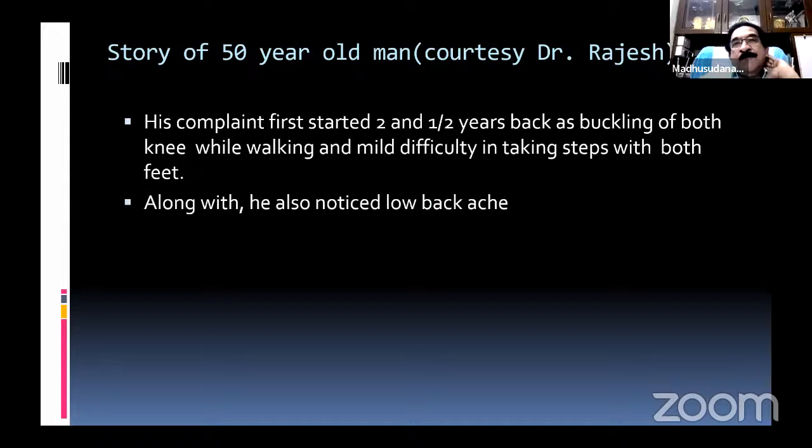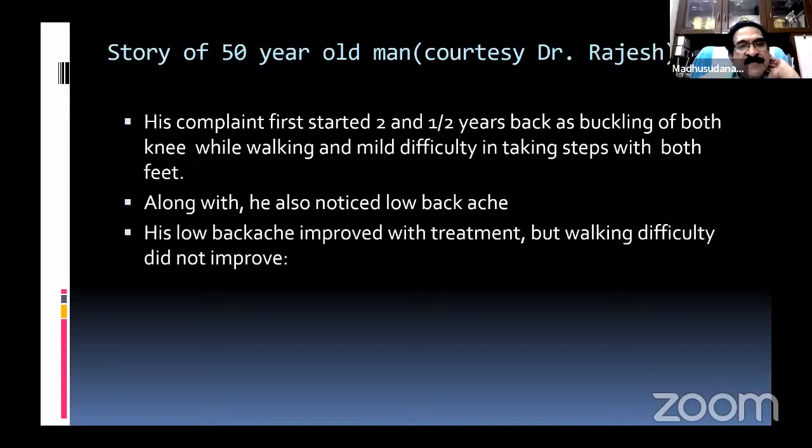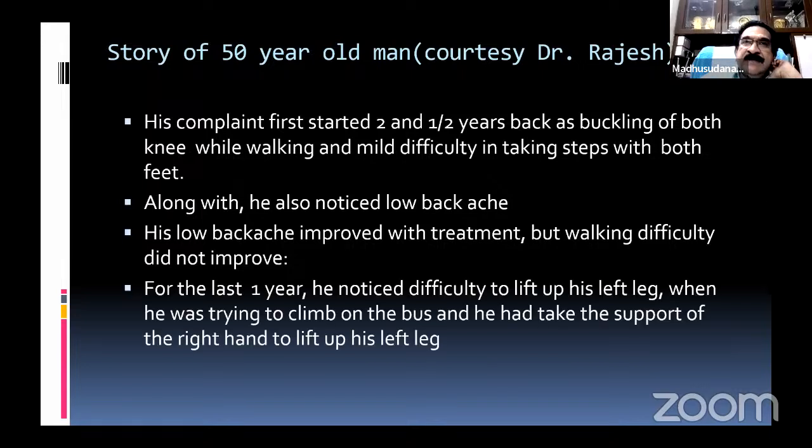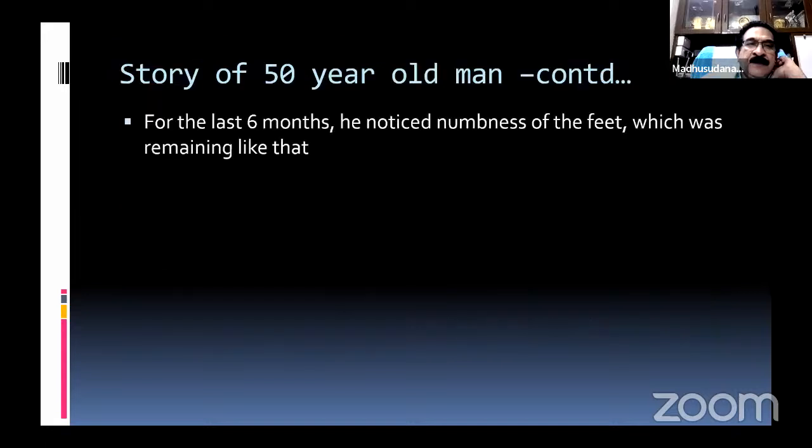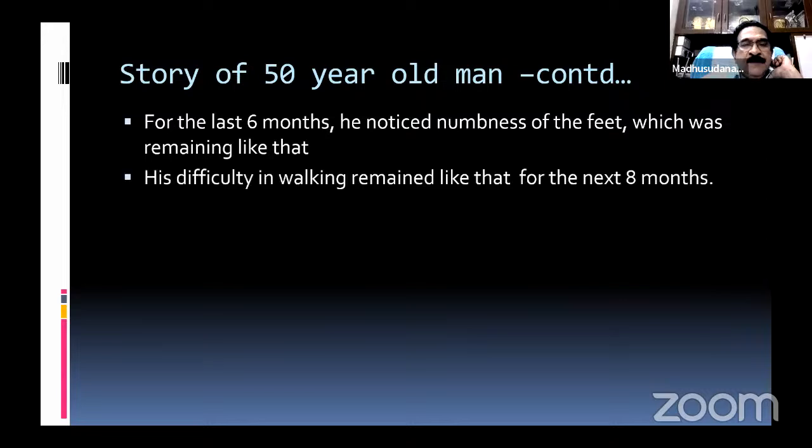Along with that, he also noticed lower backache. His lower backache improved with treatment, but the walking difficulty did not improve. For the last 1 year, that is 1.5 years later, he noticed difficulty lifting up his left leg when trying to climb onto the bus, and he had to take the support of his right hand to lift up his left leg. That is what he said. For the last 6 months, he noticed numbness of both feet, which remained like that without any progression, only confined to the sole. His difficulty in walking remained like that for the next 8 months.